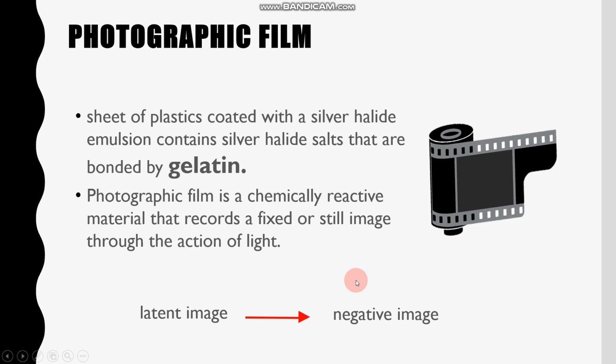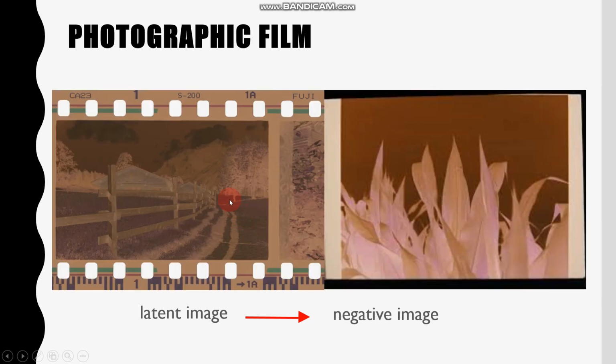So now, the image has become visible. Sabi nga natin, from latent, dinevelop, naging visible or naging negative image na. And the tonal values of the visual image are the inverse of the tonal values of the subject. So nabanggit ko na sa inyo yan ng una, wherein the black simply becomes white and the white becomes black.